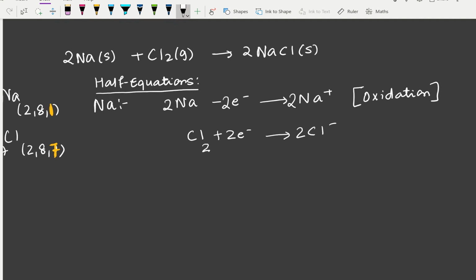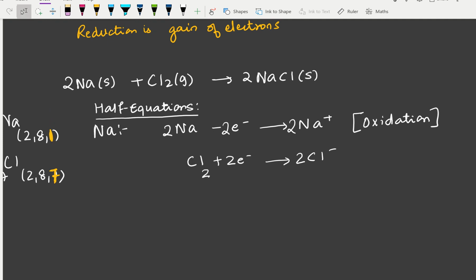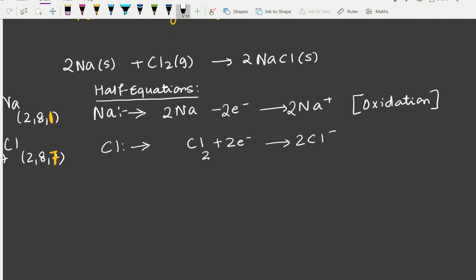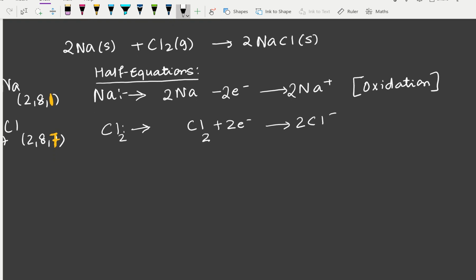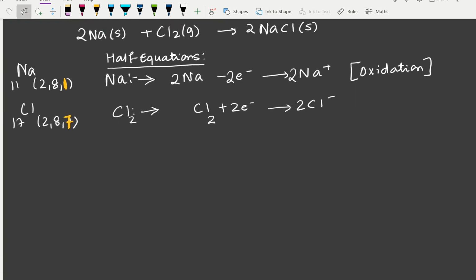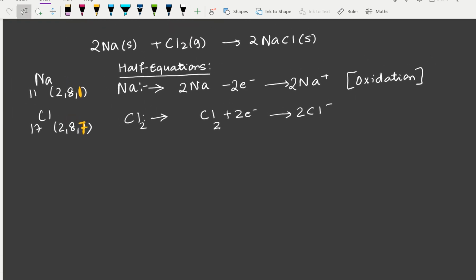So is this clear? Okay, so these are the half reactions. The first one is the half reaction for sodium and the second is the half reaction for chlorine, okay, fine. Now you can actually add these two half reactions. I'm going to use another color here. Everything to the left is the reactant and the right is the products.